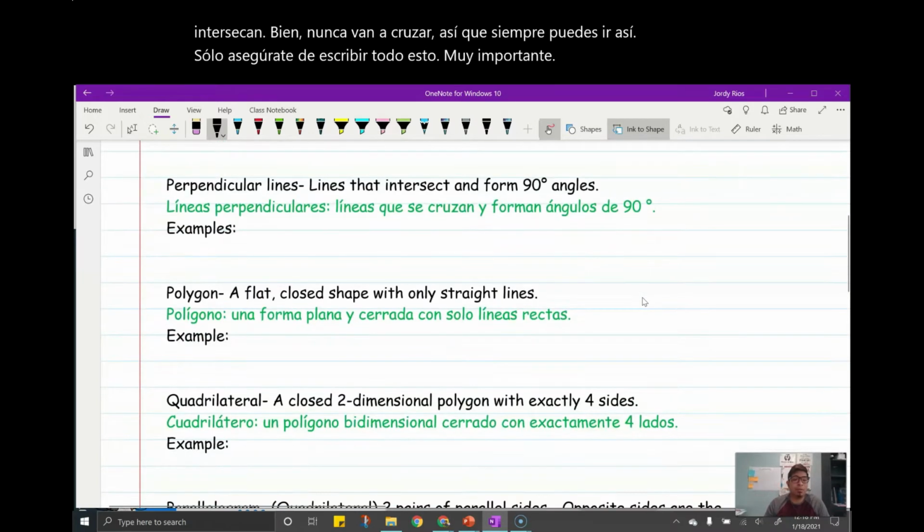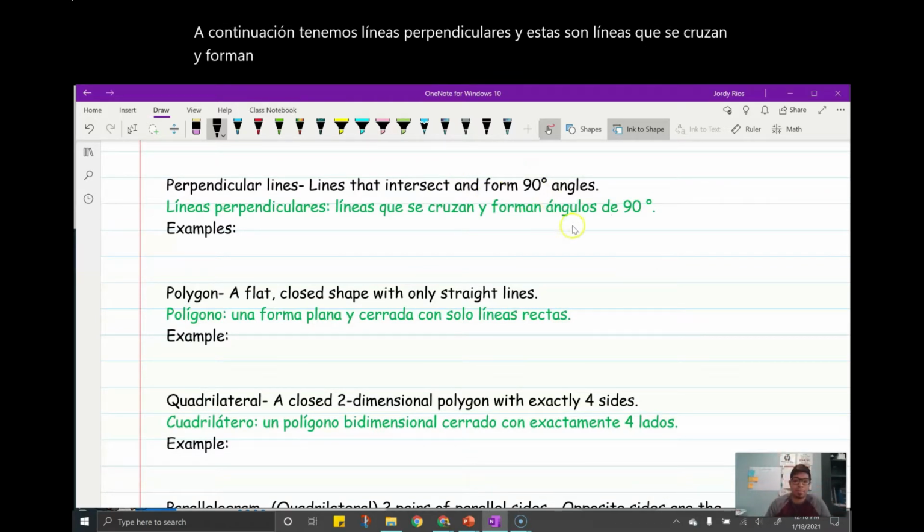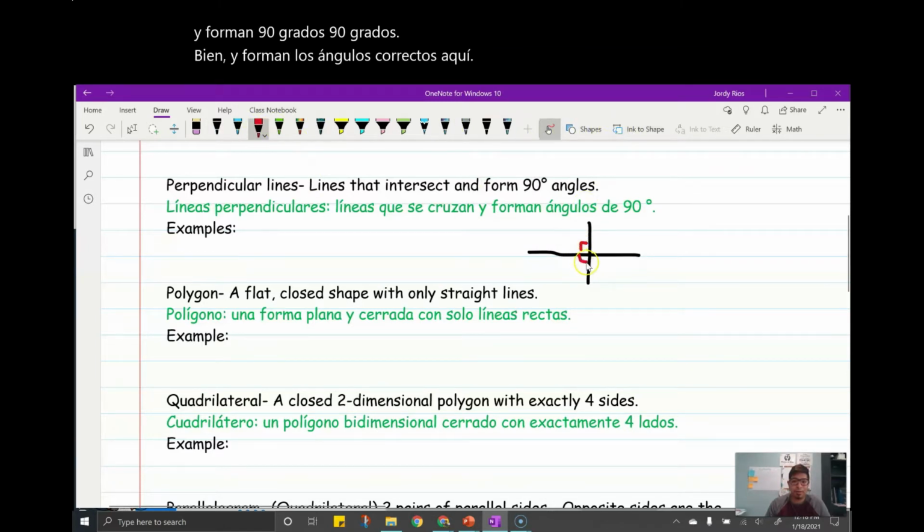Next we have perpendicular lines, and these are lines that intersect and form 90 degrees. They form the right angles right here, here, here, and here. But remember, you're not always going to get the square.